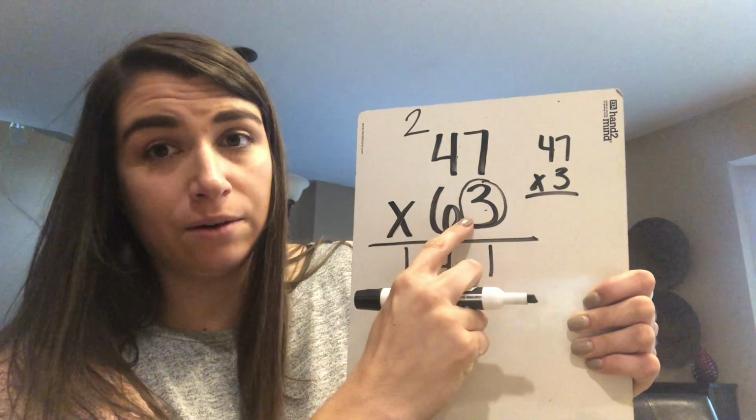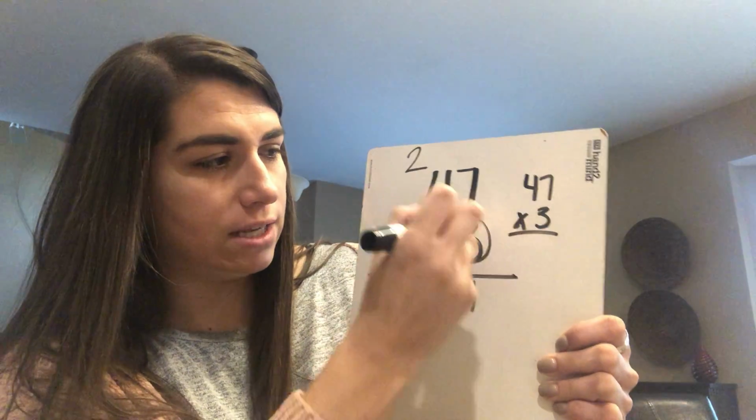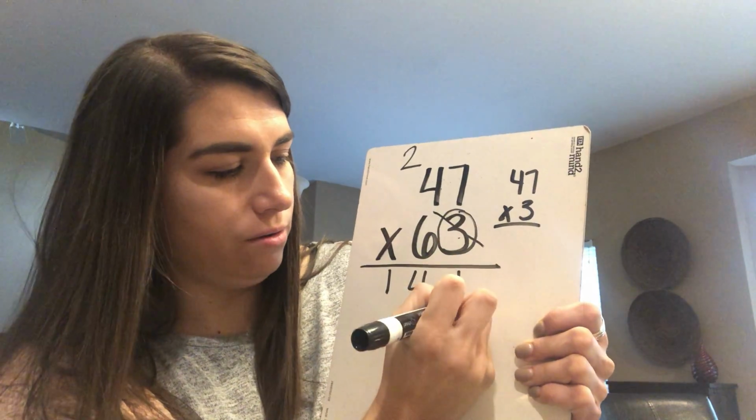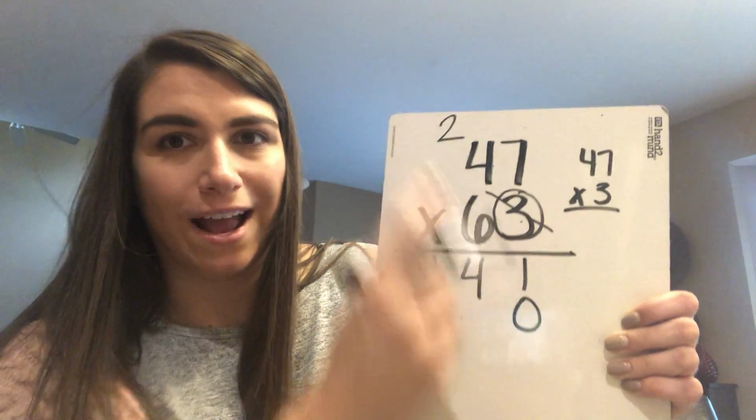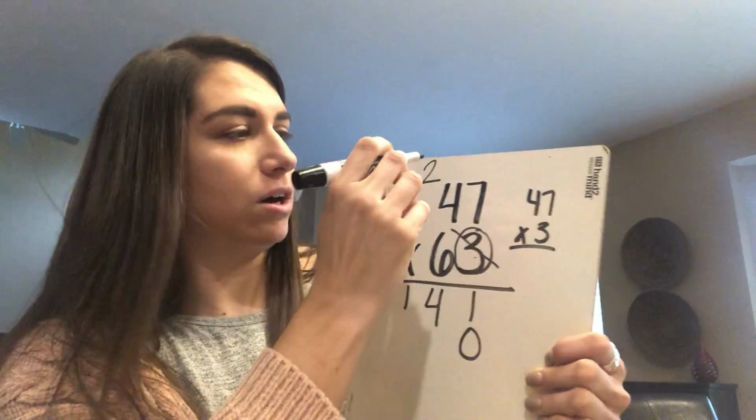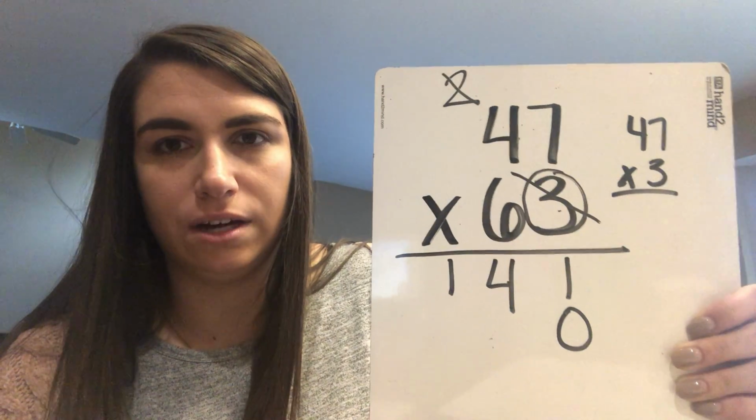So now that I'm done with the 3, I'm gonna cross it out, and I'm gonna write that 0 down here. So it's kind of like we made a 0, then I cross it out, and I dropped it down here. I also wanna cross off the 2, because I've already used that. I don't wanna accidentally use it on my next step.